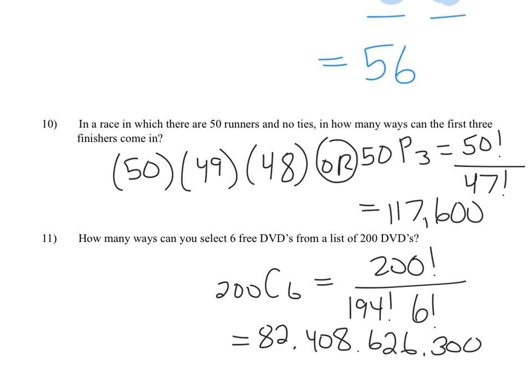Which is why these counting principles are valuable, right? There are too many ways. We're not going to sit here and count to 82 billion. We need a shorter, succinct way of doing this, and the most straightforward way is going to be through using combinations and permutations. Nice work, everyone.